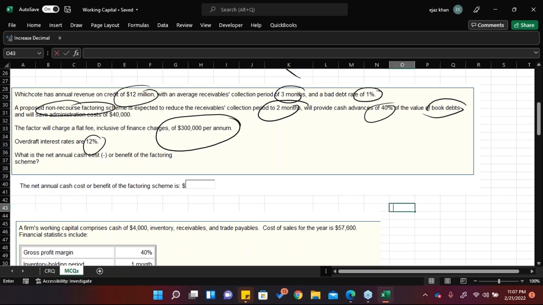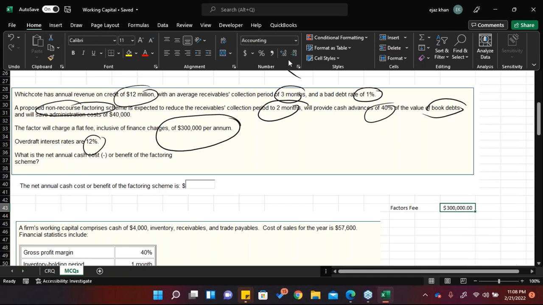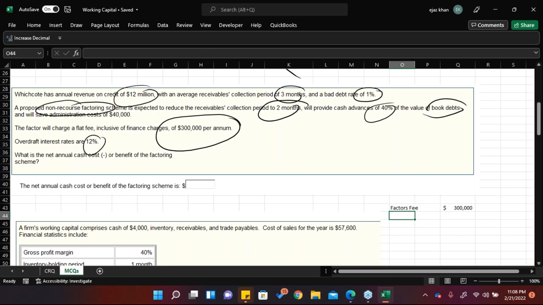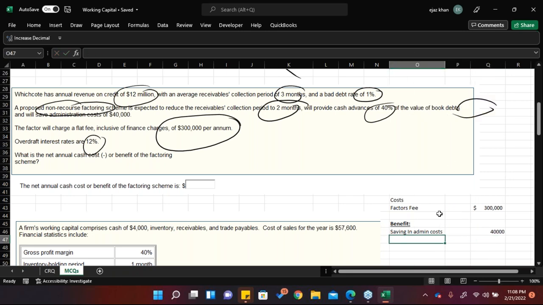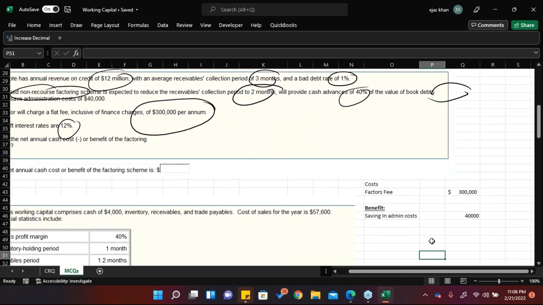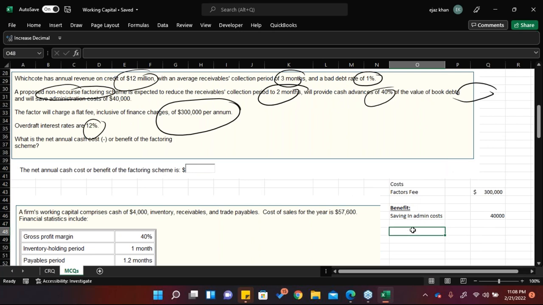So first of all, factor's fee, which is the cost, is 300,000, and it also includes the finance cost. Okay, that's the cost part. Now let's talk about the benefit. The benefit will be saving in administration cost, $40,000, and there might be a saving in the finance cost as well. So we have to do some working.